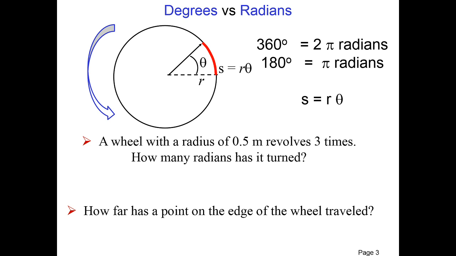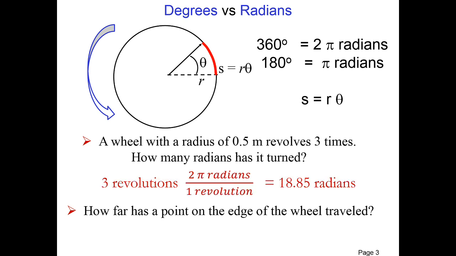So we have an example to work here. We have a wheel with a radius of 0.5 meters, and it revolves 3 times around. So the question is, how many radians has it turned? To solve, we know that it has revolved 3 times, and 1 revolution is equal to 2 pi radians. So we just multiply 3 revolutions by 2 pi radians per revolution to get 6 pi radians, or 18.85 radians.